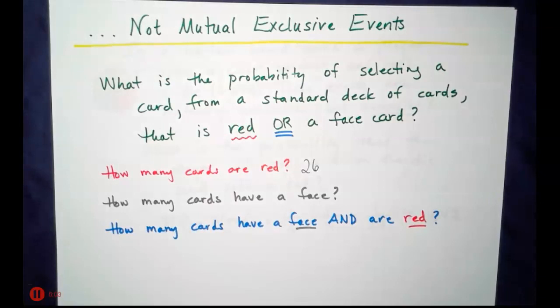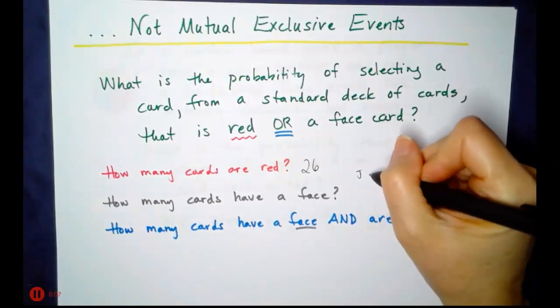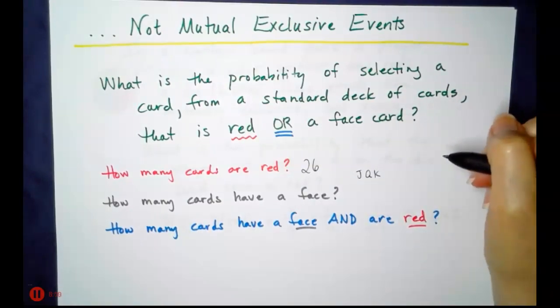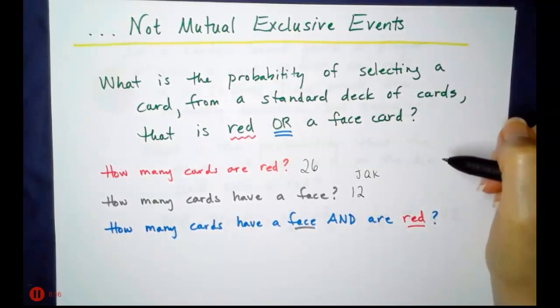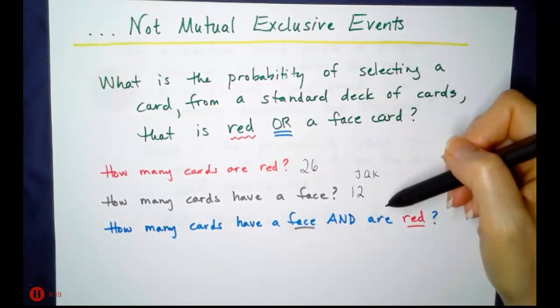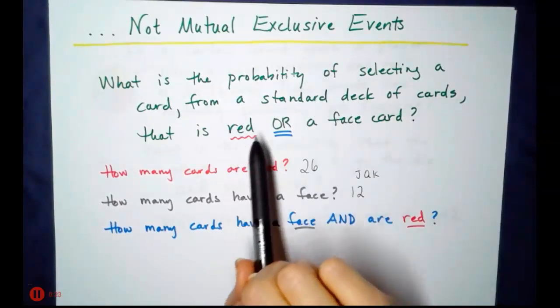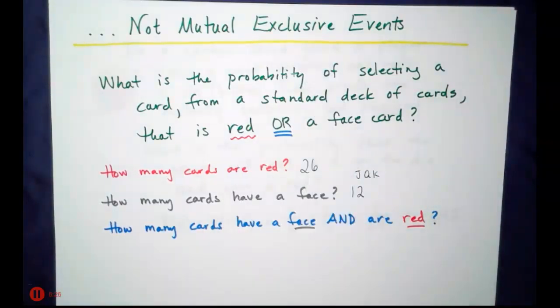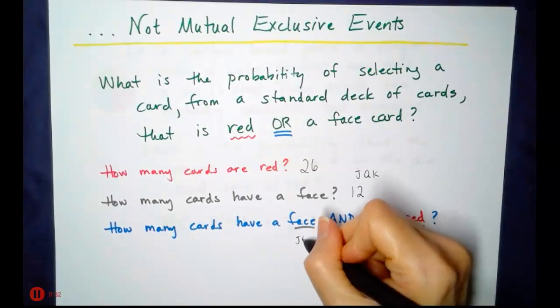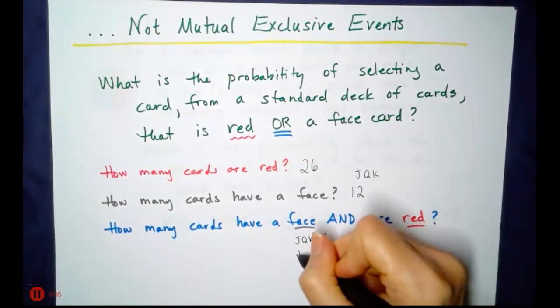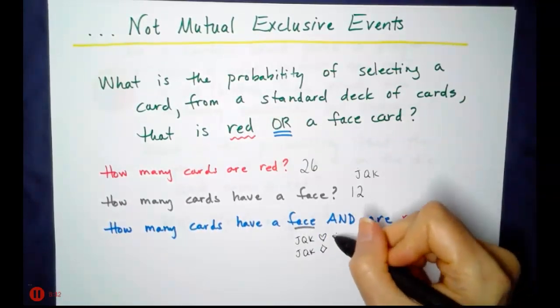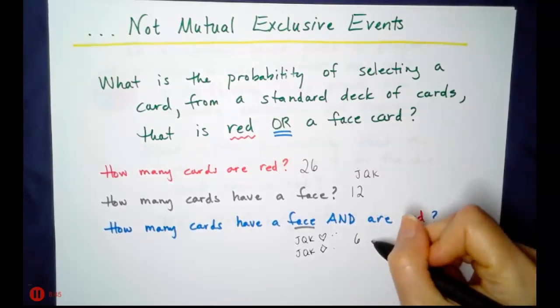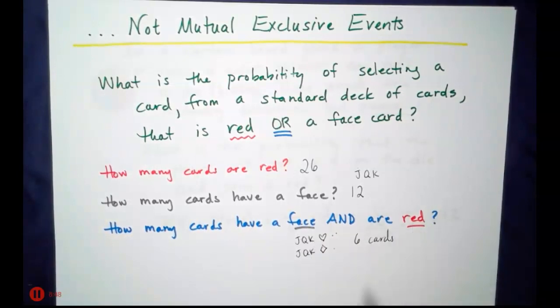How many cards have a face? Remember, face cards are only jacks, queens, and kings, not aces. So 4 plus 4 plus 4, there are 12 face cards in the deck. But there's some overlap here because it's not mutually exclusive to be red or a face. There are some cards in the deck that are red and have a face on them. So what are they? Well, it's the jack, queen, and king of hearts and the jack, queen, king of diamonds. So 3 plus 3, there are 6 cards in the deck that have a face and are red.